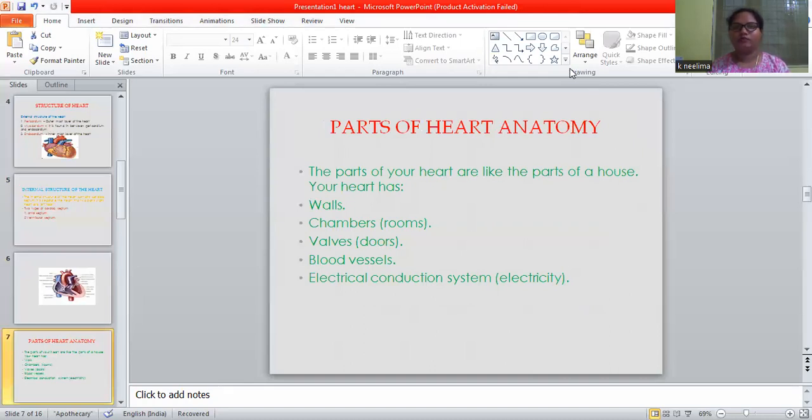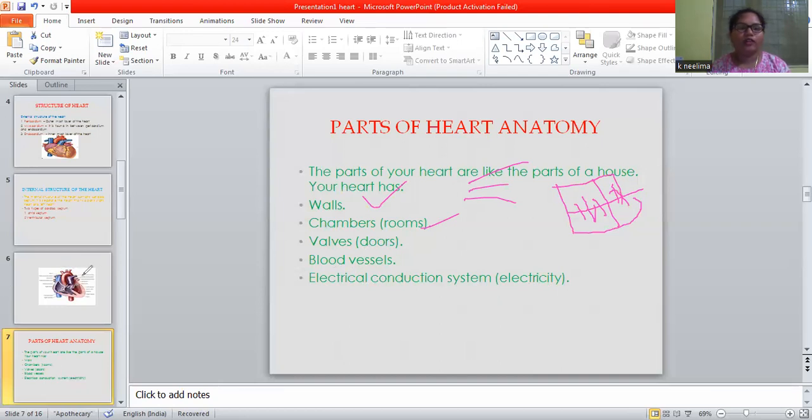Next, the parts of the heart anatomy. We already discussed the walls: endocardium, myocardium, pericardium. So we complete this, and then the chambers of the heart. The human heart contains four chambers, with valves present in between. Here the tricuspid valve is present, and here the mitral valve is present. Then blood vessels: arteries, veins, and capillaries, and the electrical conduction system. Let me discuss those things.